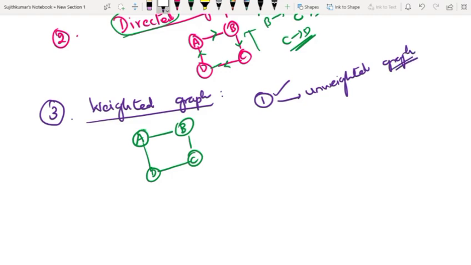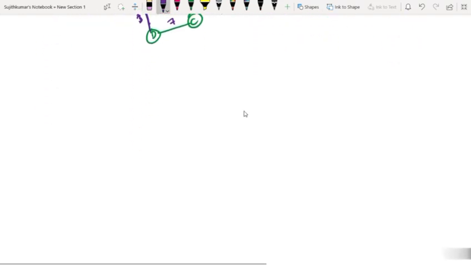Otherwise you can give weights like this. You can give 2 for this edge, 5, 7, or any number. The weight of this edge is 5. It is not 1 now, it is 5, because it is a weighted graph. The weight of this edge is 2, the weight of this edge is 3. So you can have a weighted graph like that. If I put the weight of A to B, that becomes 2. You can give any numbers. So this is all for a weighted graph.